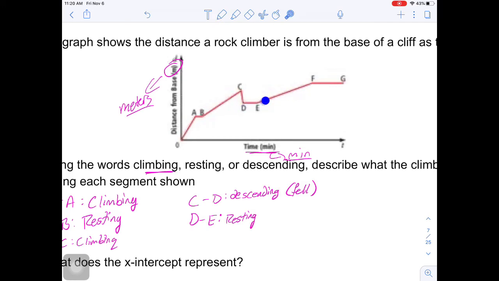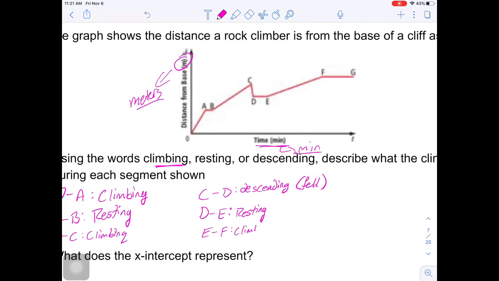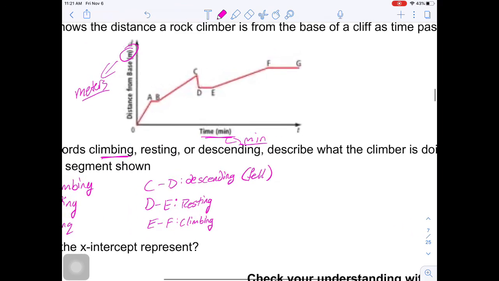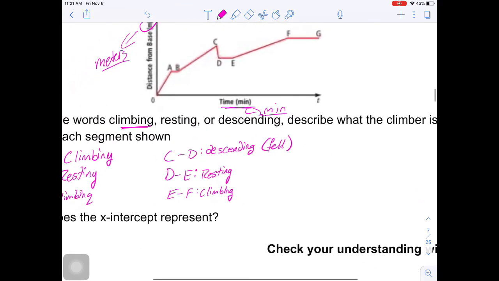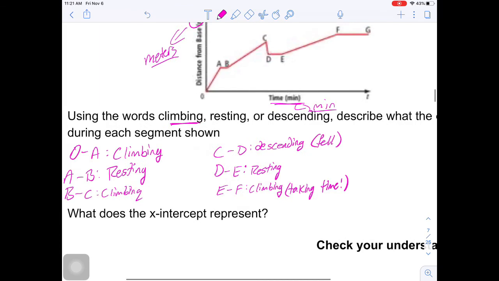E to F here, now we have a gradual incline again. So now he's taking a little bit longer to climb that section. So here he's climbing, okay? And then for here, he's probably climbing, and if we want to really describe it, he's probably taking his time here. Because here, it looks like he kind of rushed it, right, from B to C, and this must be a tough spot, okay? So from B to C, I probably am going to represent here, maybe he's rushing it a little bit.